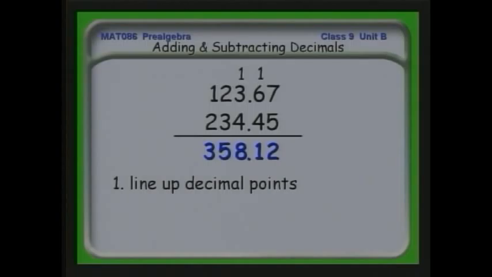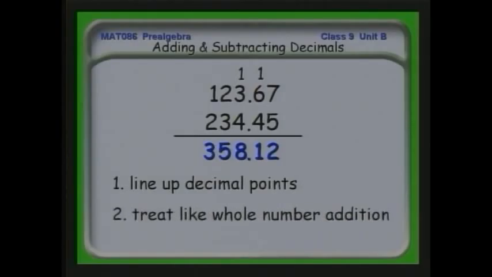So, to add numbers with decimals, the first thing we do is line up the decimal points, because it's important, knowing that you can have different numbers of decimals to the right of the decimal point. We line up on the decimal points, and then we treat it exactly as we would whole number addition.